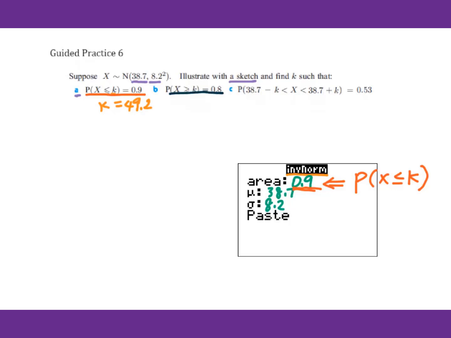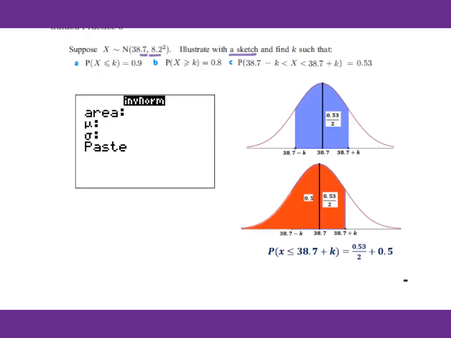Let's go to B. For this question, you have to change it into probability x less than or equal to k, which will equal 1 minus 0.8. You don't have to work this out. You can just put it into the area part. It's 1 minus 0.8. Then you can get this k equals 31.8.